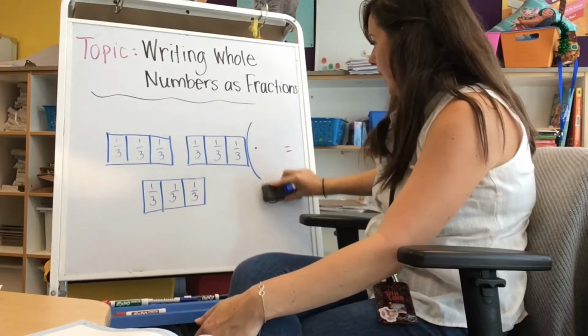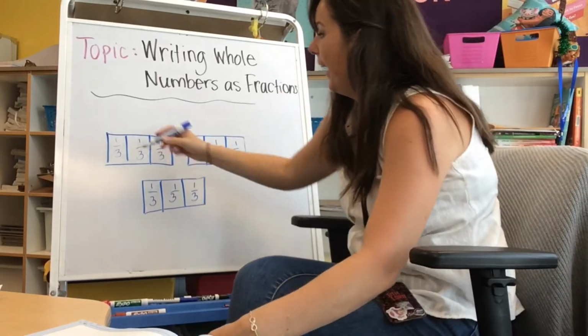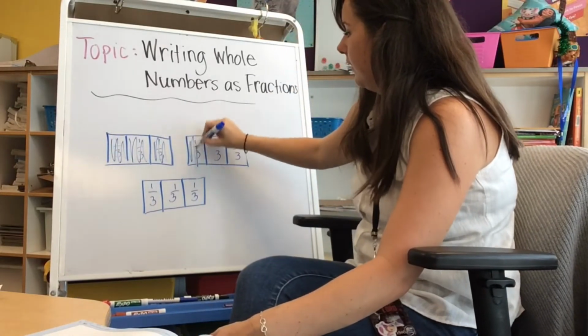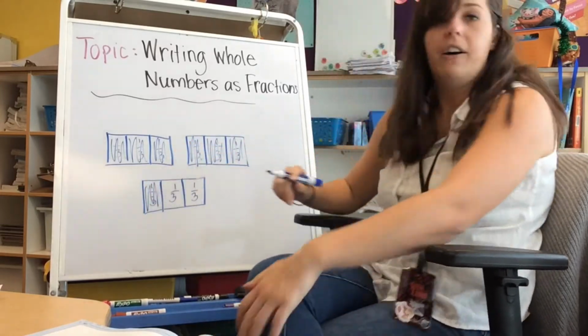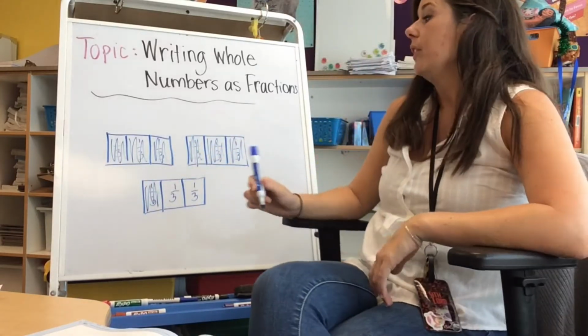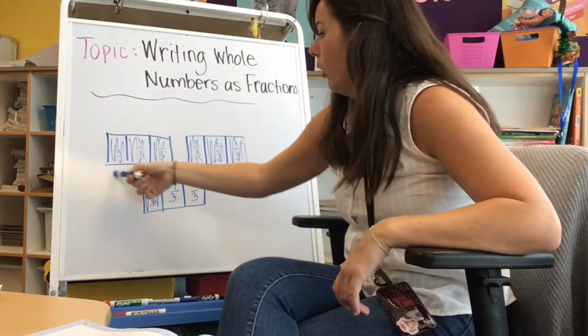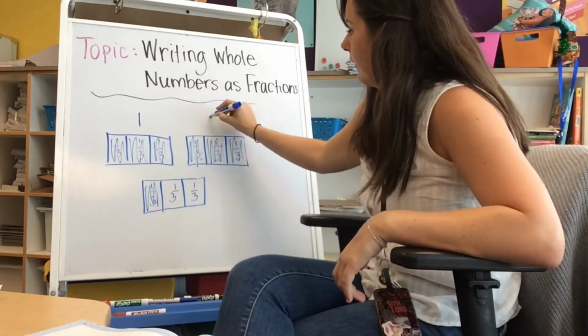Now, what if I told you that this person only used this amount of the models, okay? I look and I can see visibly that there is 1 whole here, and there is 1 whole here. So that's my second one.